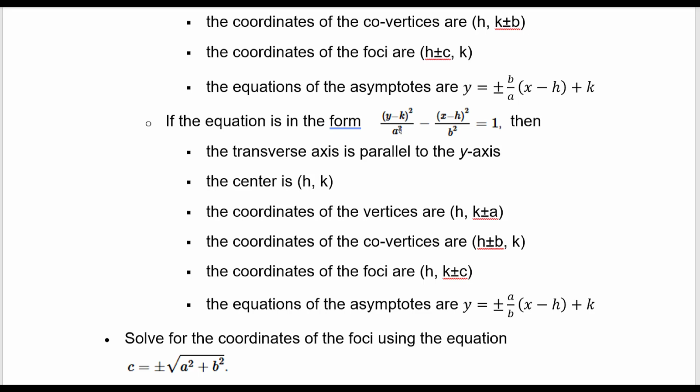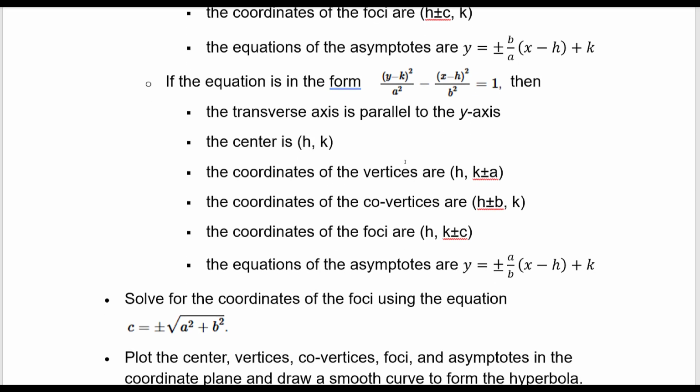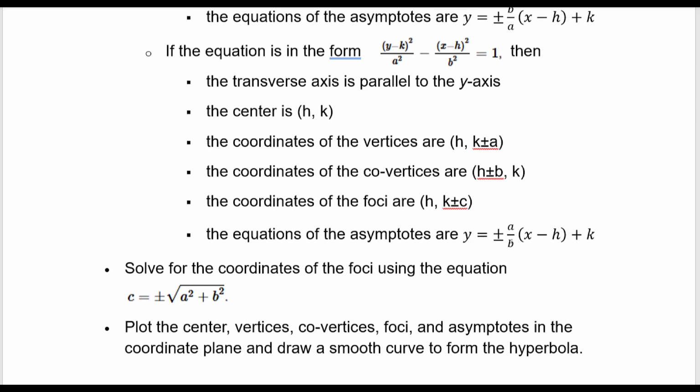If you have the y part as the positive part, notice it's over the a squared: y minus k squared over a squared minus x minus h squared over b squared equals 1. The transverse axis is going to be parallel to the y-axis. The center is still (h, k). Now the vertices are h, k plus or minus a. Since it's on the vertical part, the y part, it affects the k. Your co-vertices are h plus or minus b, the part that's under the x, comma k. And the coordinates of the foci are h, comma k plus or minus c.